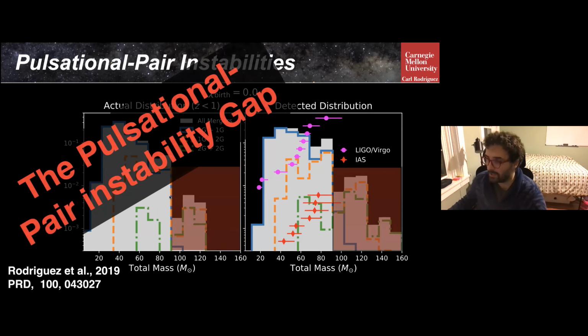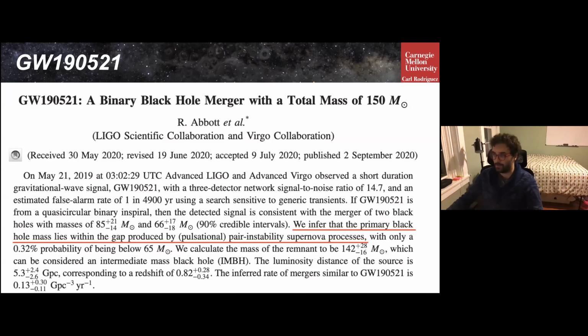So we've been talking about this for a while, and then lo and behold, middle of 2019, LIGO detects this object, which was then announced in September of last year. And they were able to infer that the primary black hole mass lies within the gap produced by pulsational-pair instability supernova.